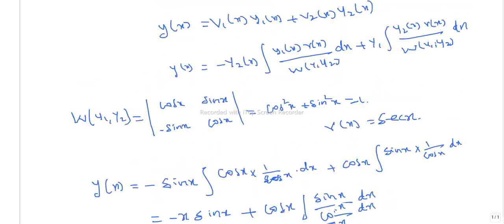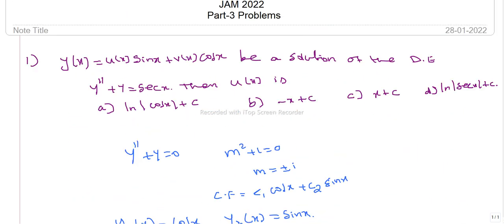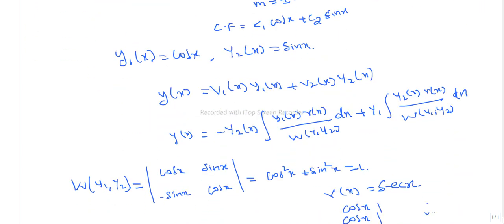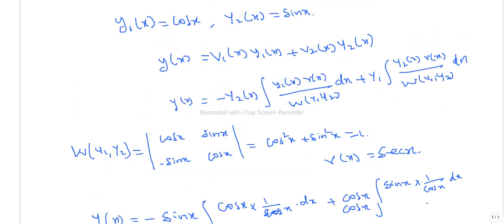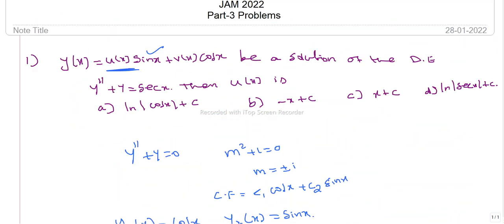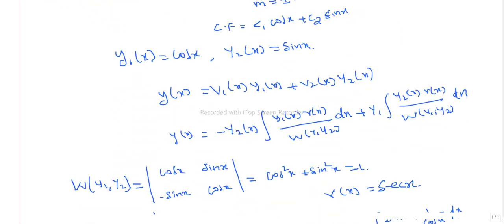Now what they are asking is, if y of x equals u of x into this, what is u, the coefficient of sin x. Here we finally get the coefficient of sin x as minus x. You can take the constant also, it is not an issue. Therefore minus x plus c is the answer. This is the correct one. Okay, now the next problem.